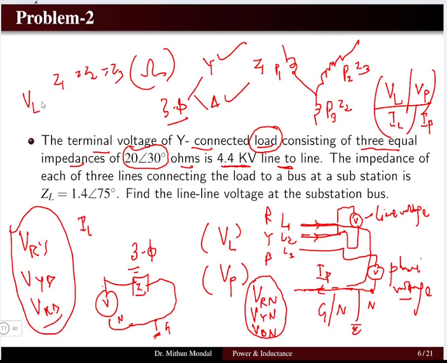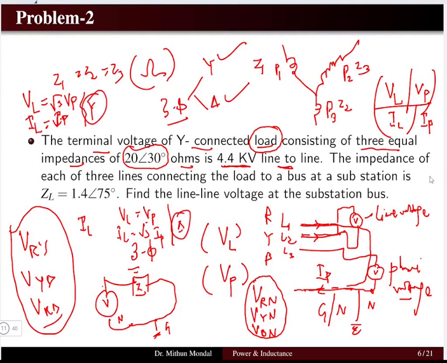Line voltage is equal to root 3 times the phase voltage, and the line current is equal to the phase current for a star connected system. For the delta connected system it is the reverse: line voltage is equal to phase voltage and line current is equal to root 3 times the phase current. These relationships between line voltage and phase voltage for the star and the delta are very important for a three-phase system. Now these are basically the overviews. Let us come to the question here.